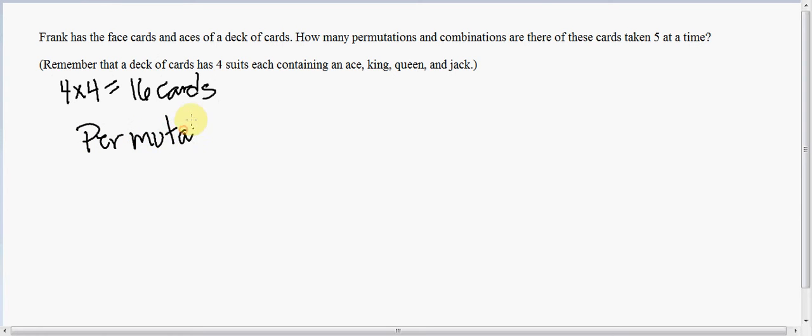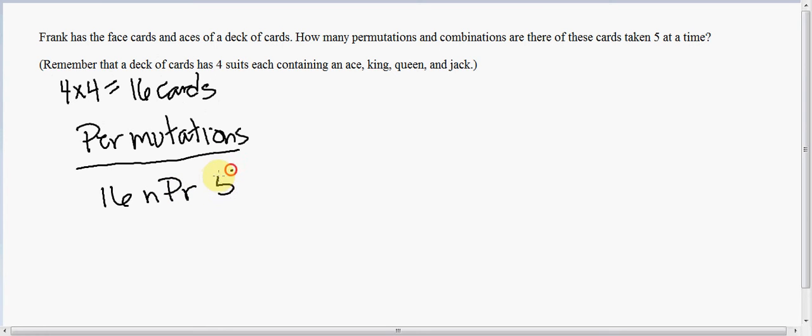And I'm going to do this the long way. You can use your calculator if you want to, but I'm going to do it the long way in case somebody doesn't have a calculator that does permutations and combinations with them at the time. So we're starting out with 16 cards, and it's a permutation, so we have nPr. That's what you'd write in your calculator if you were using it, and they're taken 5 at a time.